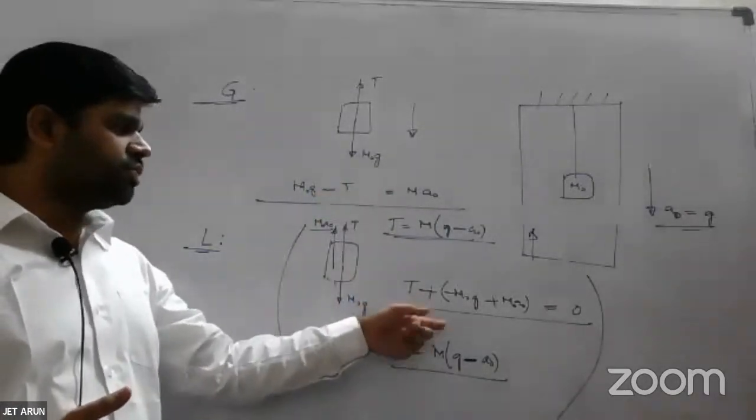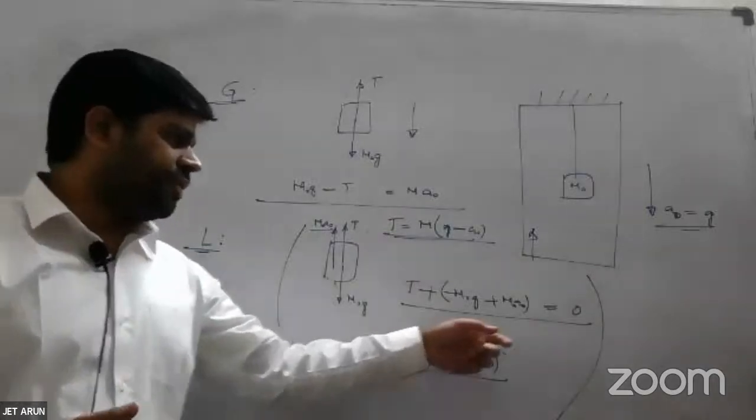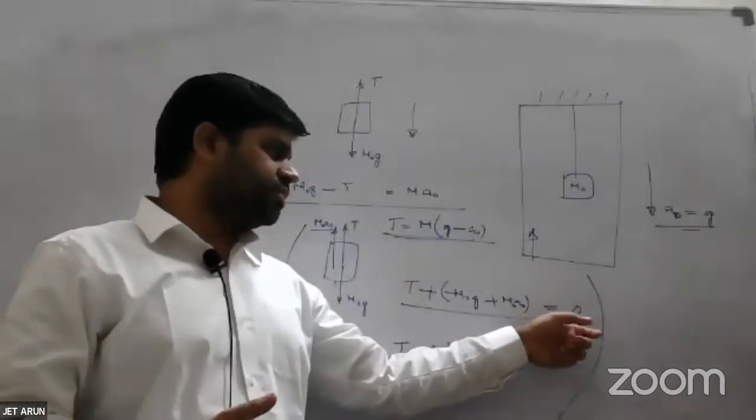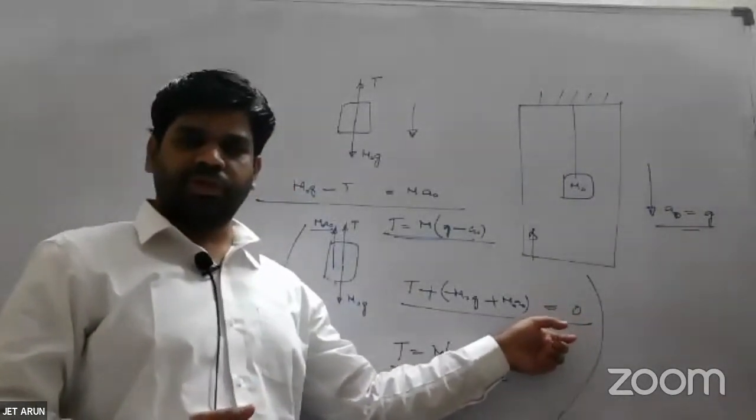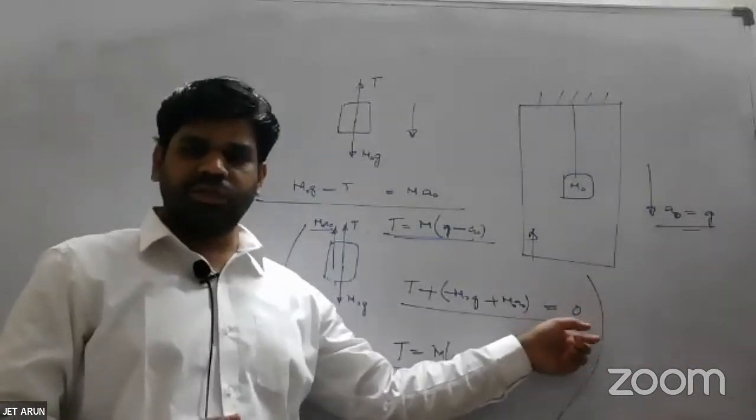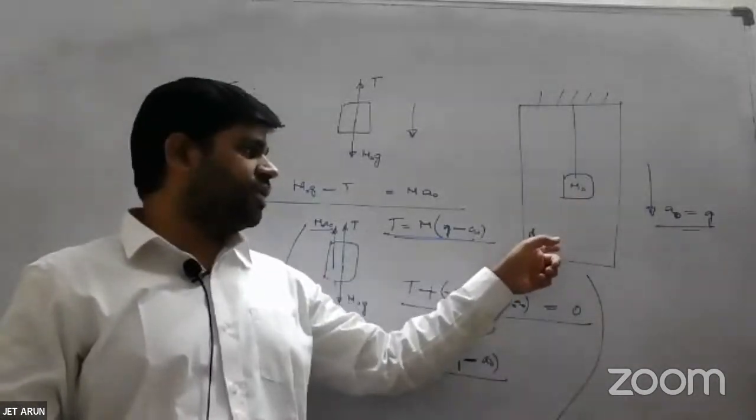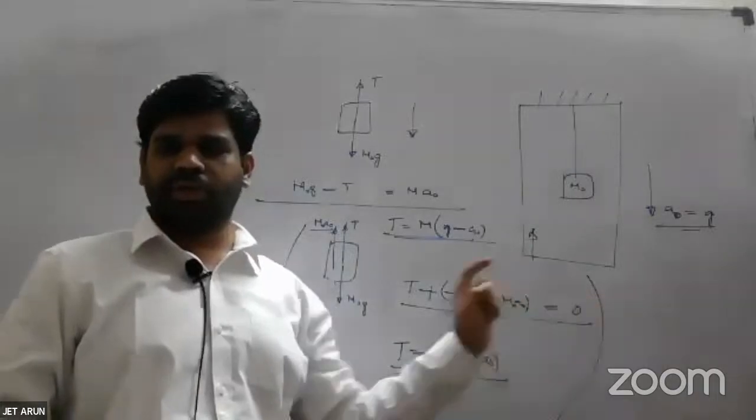Here there is the real force, there is the pseudo force, and on the other side, the effect, the acceleration with respect to the reference frame. On the RHS it is 0 because the acceleration of the block with respect to the frame is 0, so m into 0 we got.